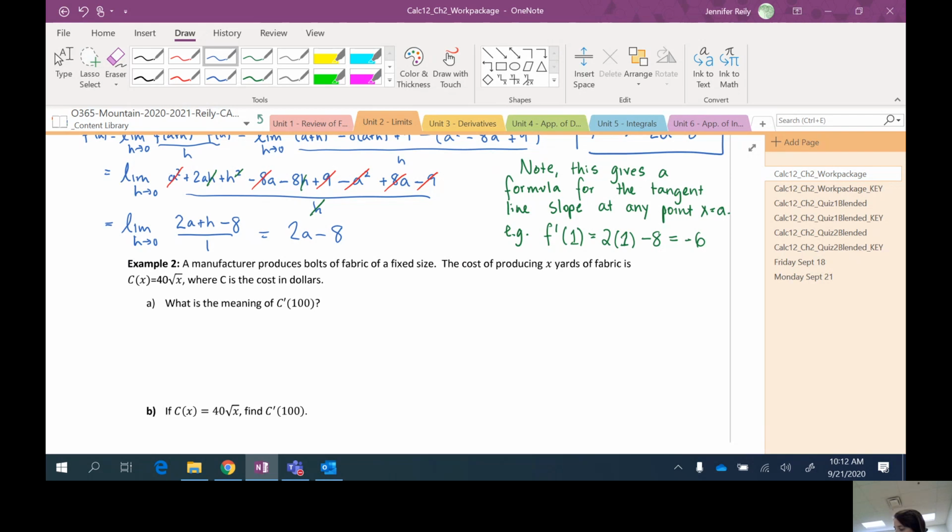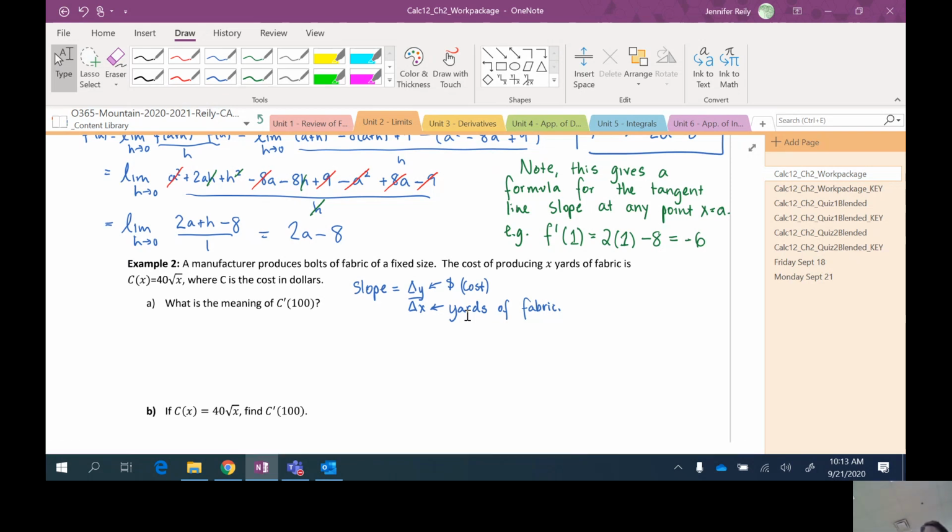Okay, let's just look at the units. The units are going to help. So remember, slope equals change in y over change in x. So y, in this case, is C, or cost. It's measured in dollars. And x is yards of fabric. So C prime of 100 would be the instantaneous rate of change in the cost per yard of fabric when x equals 100.